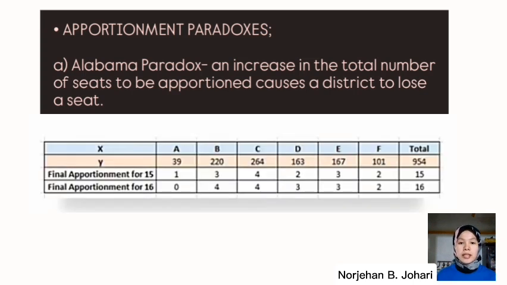Kung mapapansin natin, nung nag-distribute tayo ng 15 seats ay may 1 sa population A natin. Pero, nung naging 16 na ang i-distribute ay naging 0 na ito. Although, naka-add tayo ng ibibigay sa seats, magkakaroon pa rin ito to lose a seat in a district.